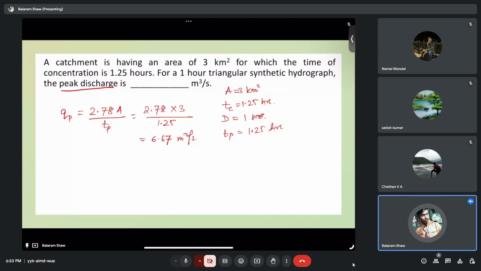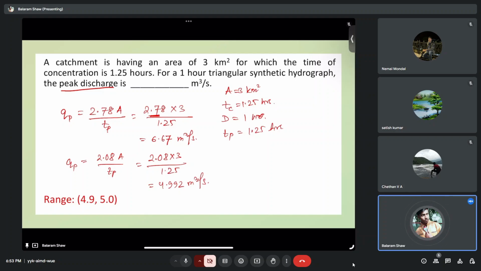Okay, the range is given from 4.9 to 5. Maybe this constant varies from watershed to watershed, and because of that, in this question it might be varying. In some books you will see it given as 2.08 into A by TP. If you go like that, then 2.08 into 3 divided by 1.25 gives something like 4.992 meter cube per second. So we can get in this range. For now, we'll just use this. Okay, we'll move to the next question. Any question on this problem?